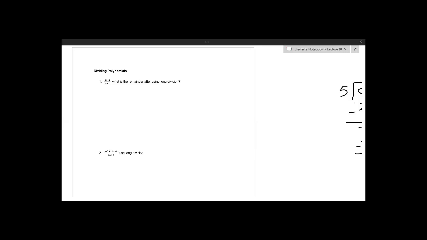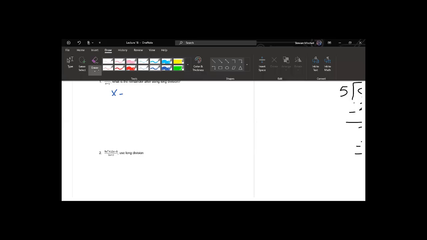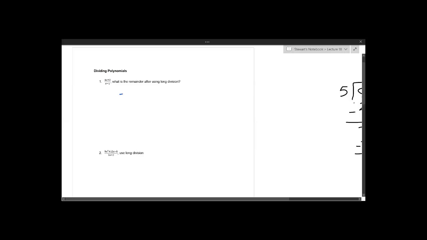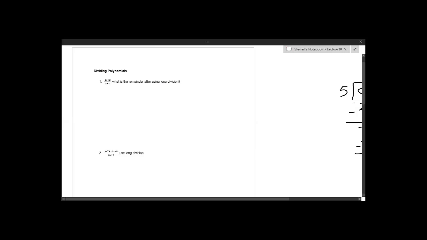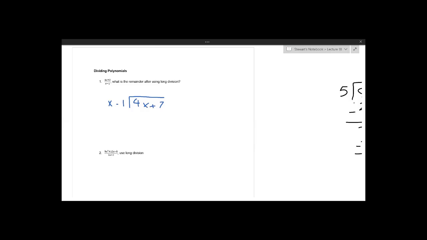Well, let's see. We have to perform the long division to see what the remainder would be. So we have 4x plus 2 being divided by x minus 1. I need to write that a little bit lower because we have to write on top of the house. So we have x minus 1 on the outside of the division house, and inside we have 4x plus 2.